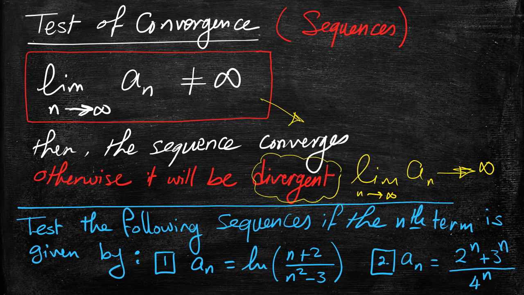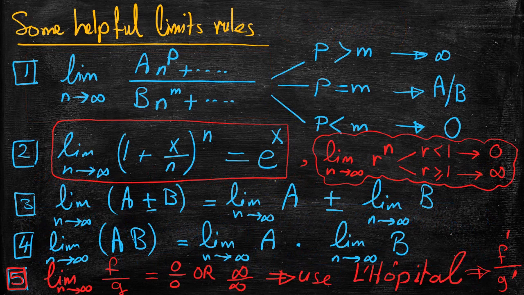It's required to test the following sequences, where the nth term is given by an equal ln n plus 2 divided by n squared minus 3, and the other one 2 power n plus 3 power n divided by 4 power n. Before going into the limits, as it's the problem, instead of testing the sequence, it will be a limit problem. So let's remind ourselves with some helpful tips in the limits.